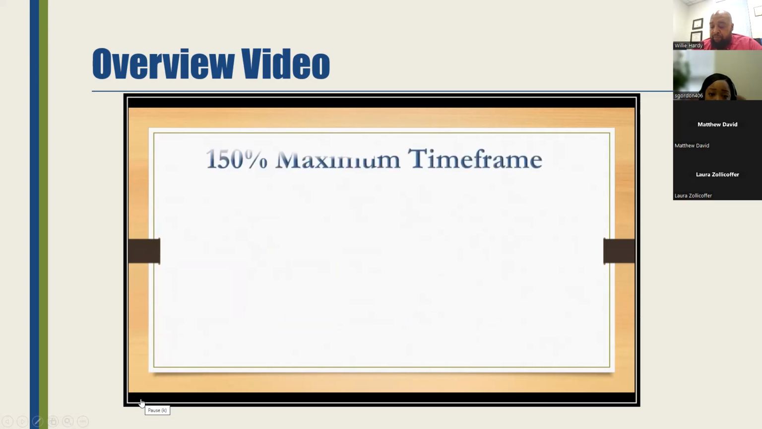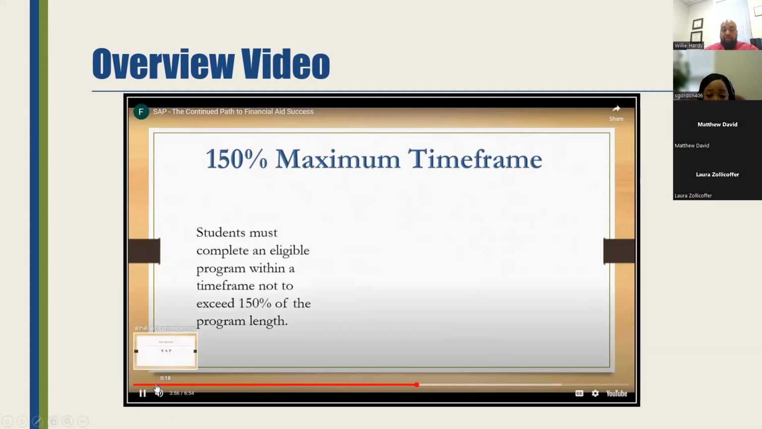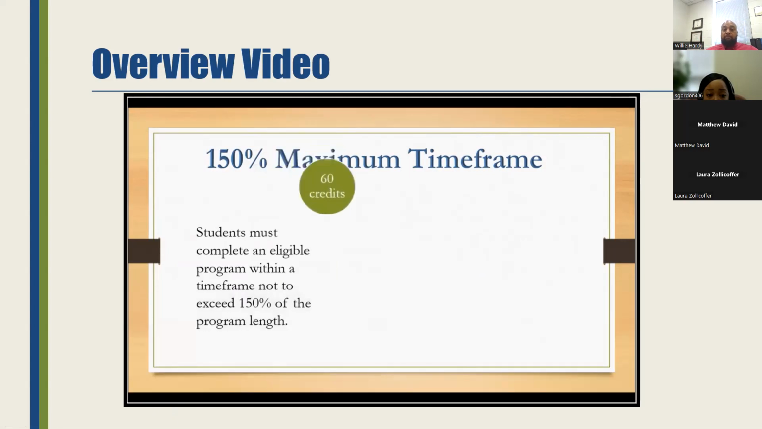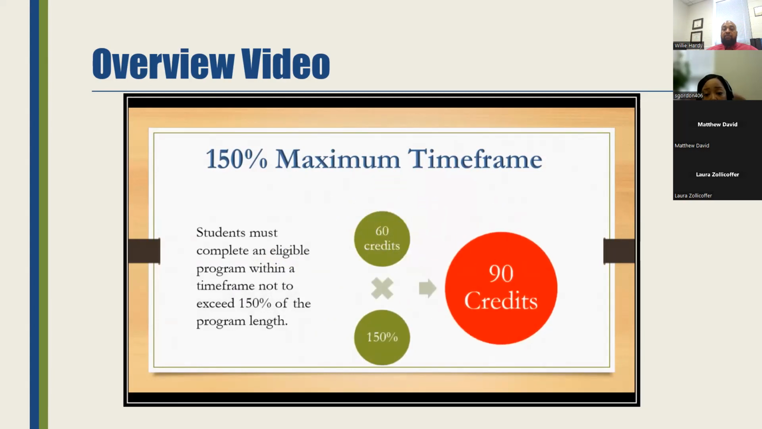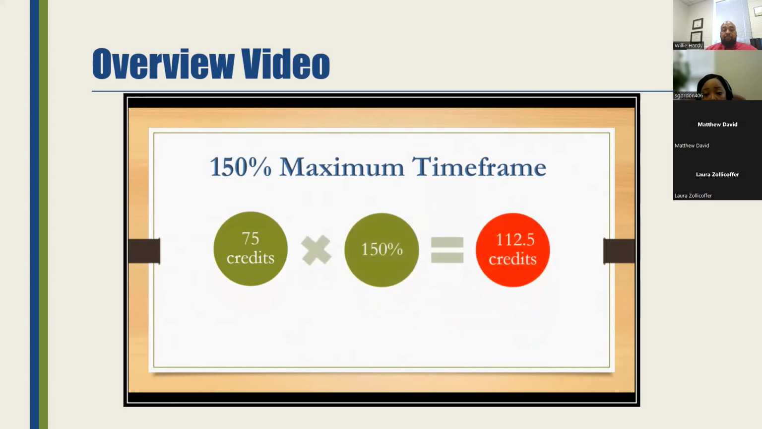150% maximum time frame. Students must complete an eligible program within a time frame not to exceed 150% of the published program length. Sounds confusing, right? So let's break it down further. For our example, if a student is enrolled in an academic program that is a total of 60 credit hours, to figure the maximum time frame, you would multiply 60 times 150%, which equals 90 credits. Let's try this again. If your academic program is a total of 75 credit hours, to figure the maximum time frame, you would multiply 75 times 150%, which equals 112.5 credit hours.